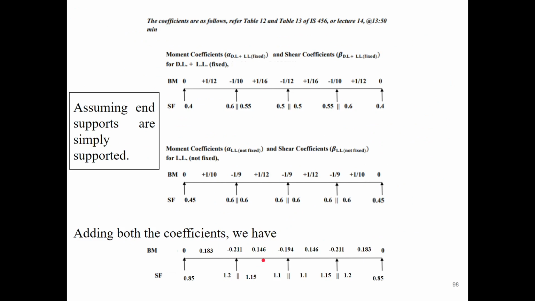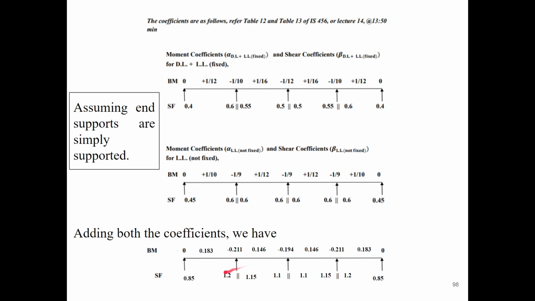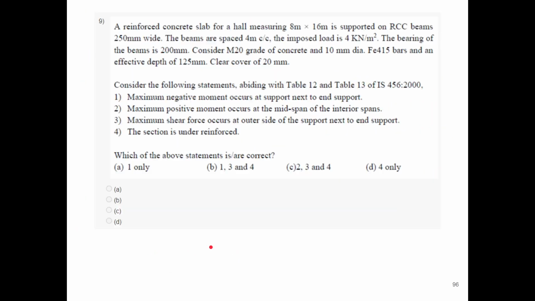So maximum positive span moment occurs at midspan of interior. No, this is wrong, because the maximum moment occurs here, at the end span. So the maximum positive moment occurs in the middle of the end span. So 2 is wrong.